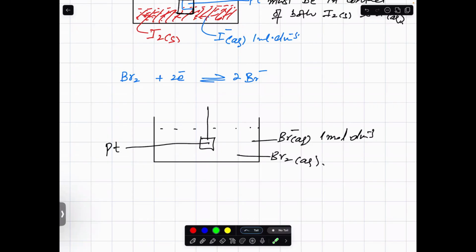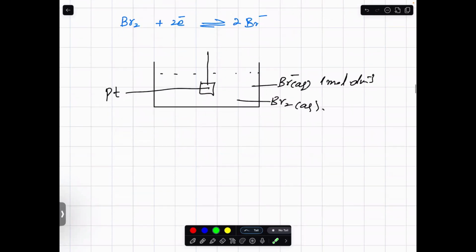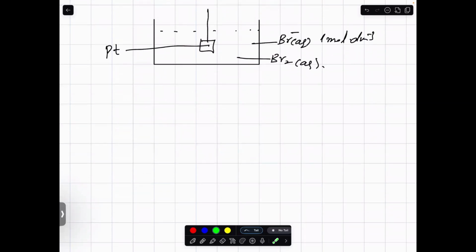We know it's not very miscible. It's not fully going to dissolve because this is non-polar and water is polar. So we have to mix them together. And the platinum is in contact with both, right? We don't even write concentration for bromine. The concentration 1 mole per dm cube is only for ions, right?